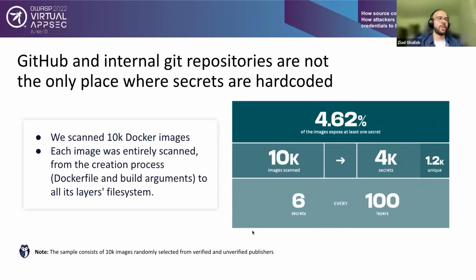We scanned each image entirely, from the creation process to all the layers and different file systems. And the findings were interesting. Out of the 10,000 images, there were 4,000 secrets and 1,200 unique secrets. So almost 5% of the images exposed at least one secret. And in total, for every 100 layers in the file system of Docker images, we found 6 secrets. So Docker scanning is also an important aspect that shouldn't be left out of security programs.